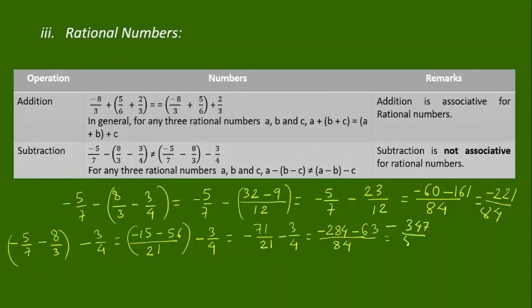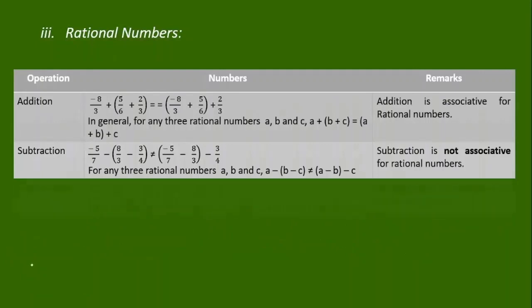347 upon 84. Okay. So you can see that this number is different, minus 221 upon 84, and this number is different, that is minus 347 upon 84. Okay. So both the numbers are not equal. So we can say that for any three rational numbers a, b and c, a minus b minus c inside the parenthesis is not equal to a minus b inside the parenthesis minus c. So this means that subtraction operation is not associative for rational numbers. Okay. So that is clear from here.